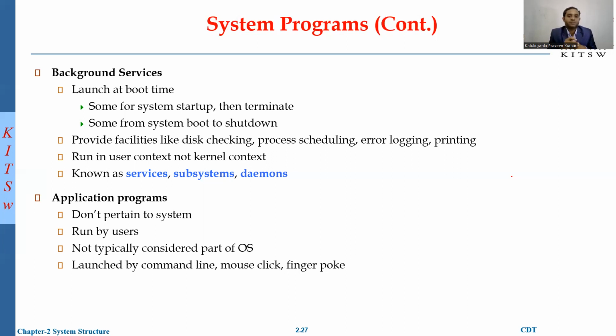Application programs are not pertaining to the system. They are run by the users. That is, application programs are whatever applications you are installing on your operating system, like VLC media player, Windows Media Player, and some other software, your games. They all come under application programs. Mostly they will be launched by command lines or mouse click or finger poke if it is a touch screen.